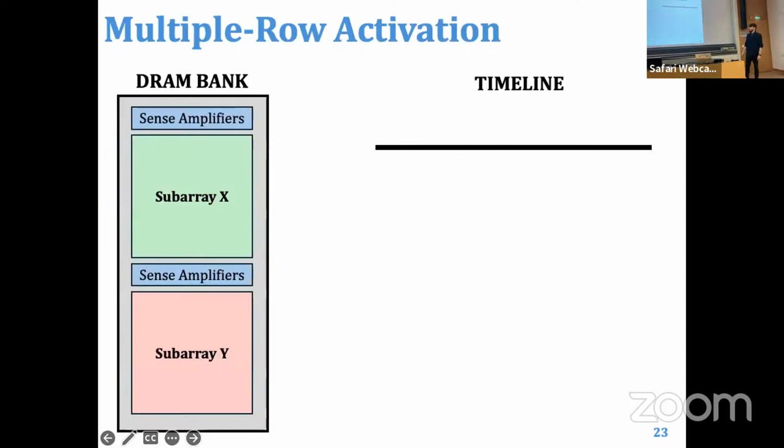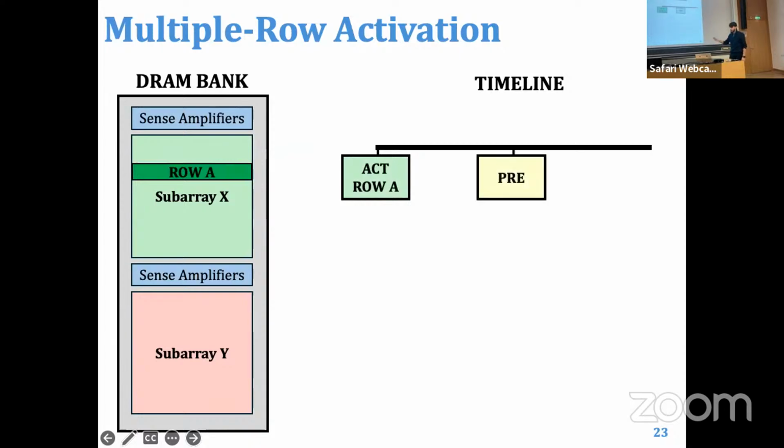So we have 2 neighboring subarrays. The first step is we need to activate a row from subarray X. We activate row A. Then, as normal, we need to pre-charge the specific row, but the manufacturer actually has proposed a specific timing window in order to do that. The authors violate this timing window. So they do the pre-charge command really close to the first activate command.